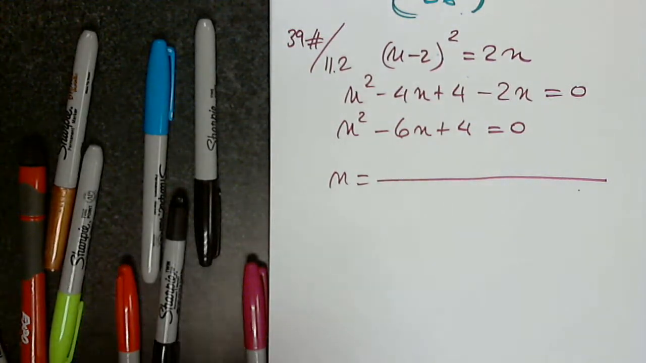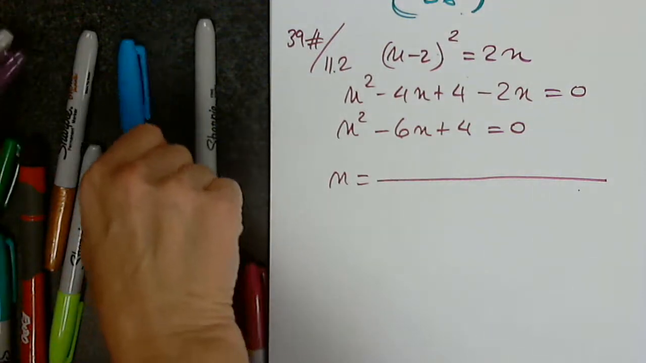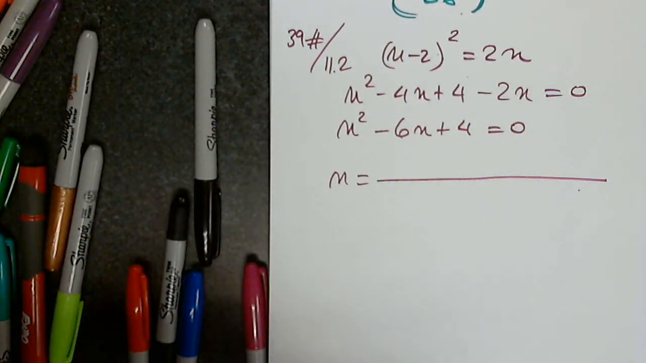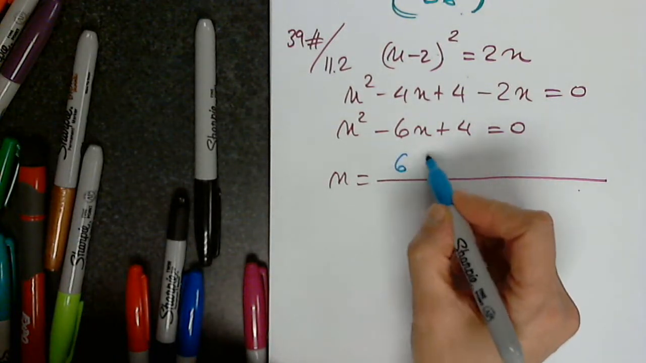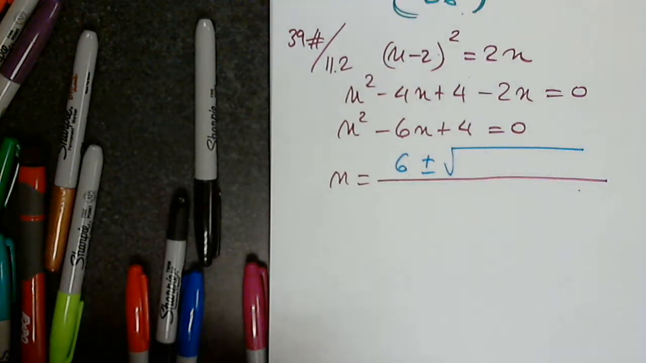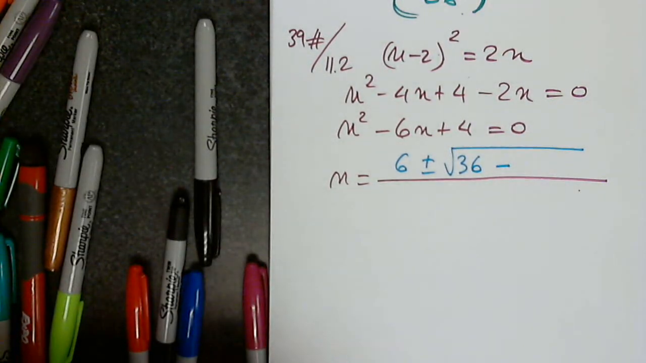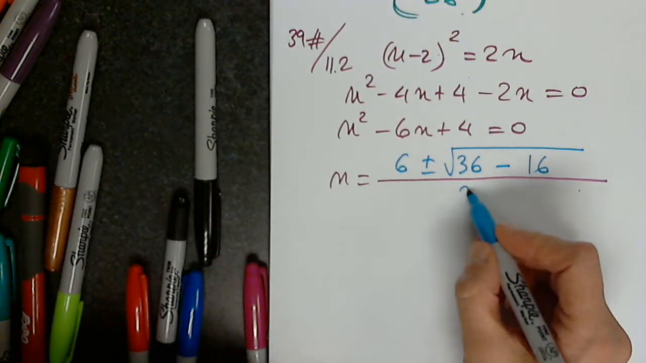Okay, so ready for the quadratic formula now? So negative b plus or minus the square root of b squared minus 4ac, over 2a.